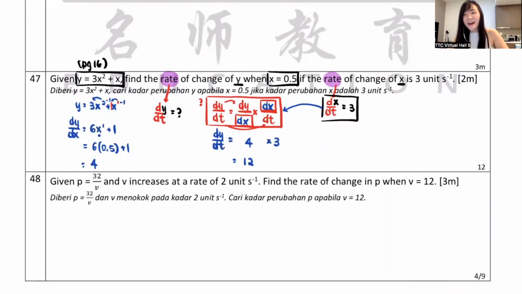Guys, isn't it 12? Guys, remember, rate of change answer usually got units. So if they write cm per second, you write cm per second. They write km per hour, you write km per hour. Now they write units per second, I write units per second. Done. So far, so good, everyone. Do you understand everything I say?